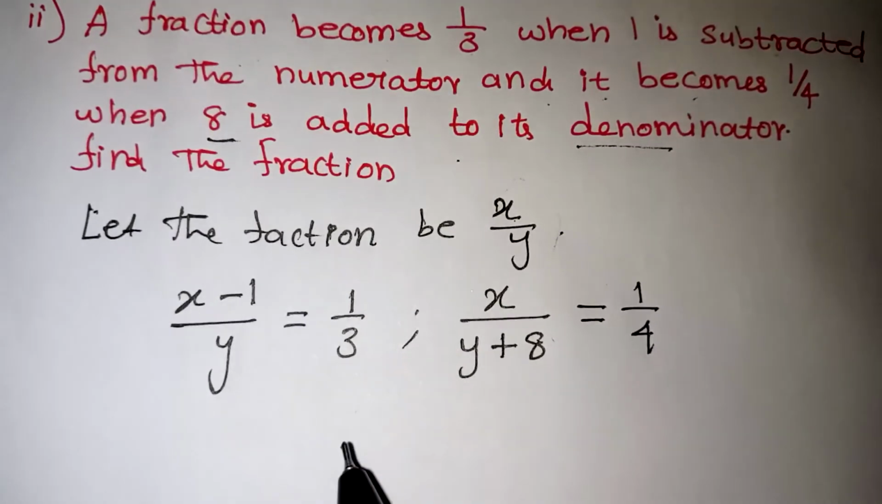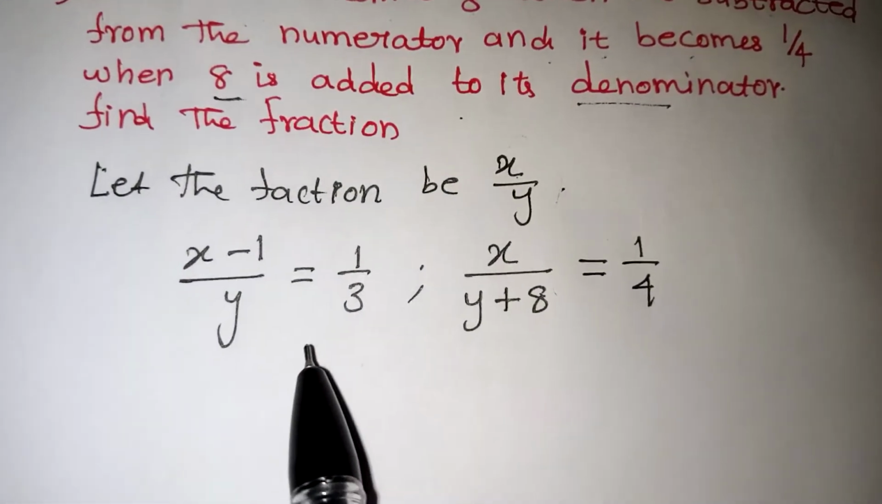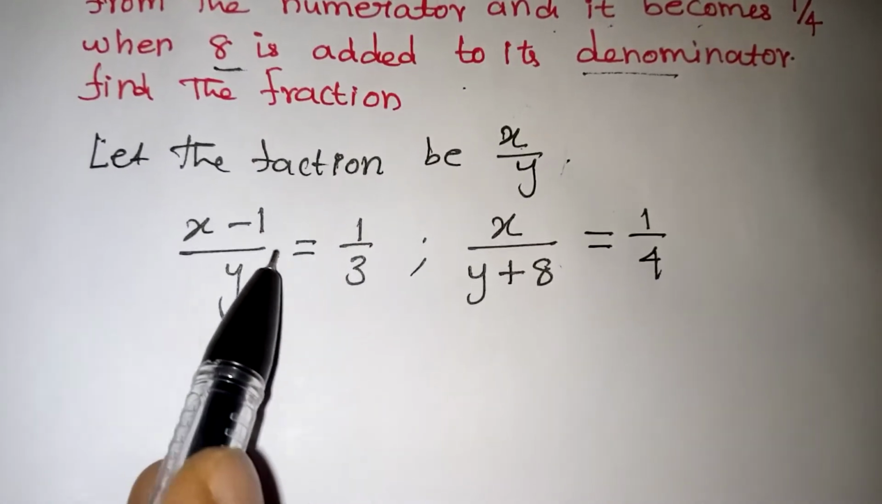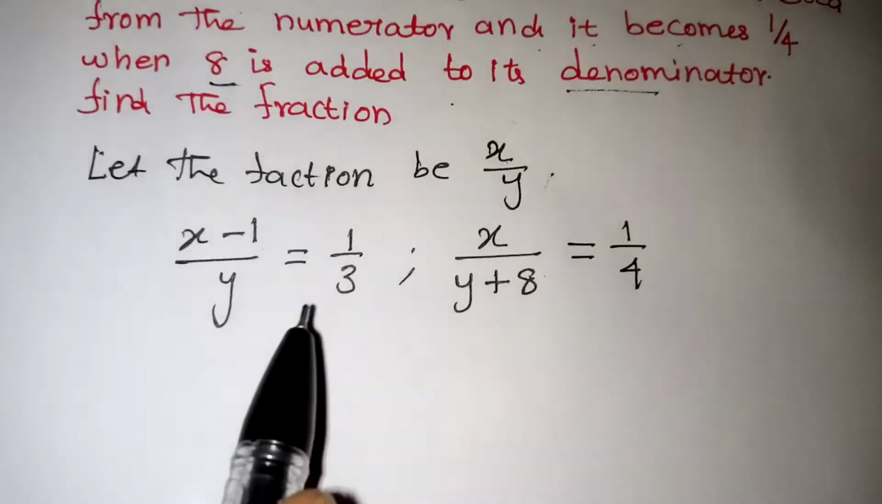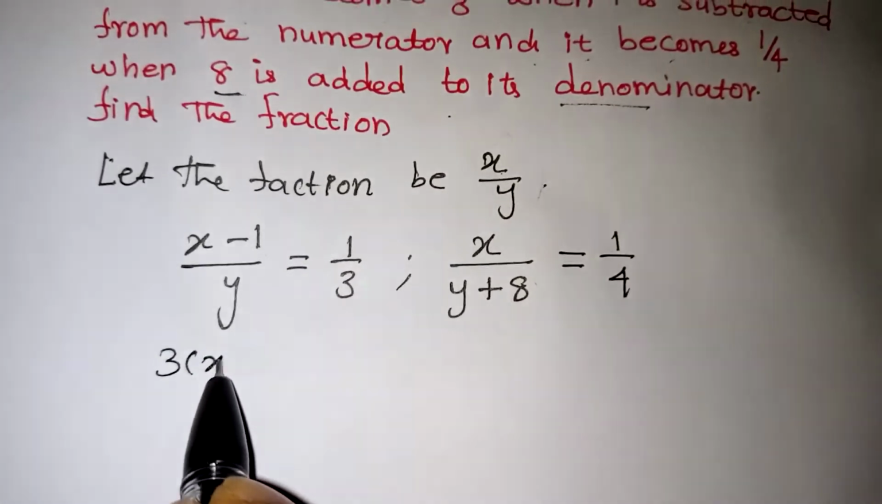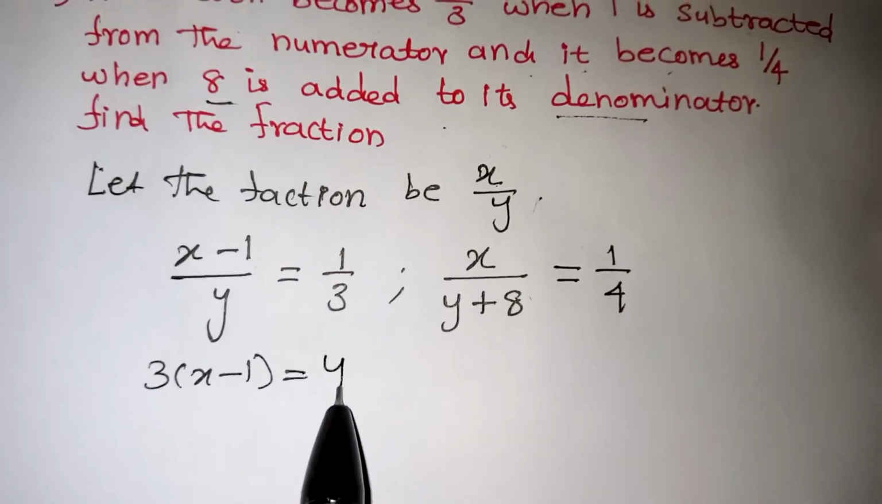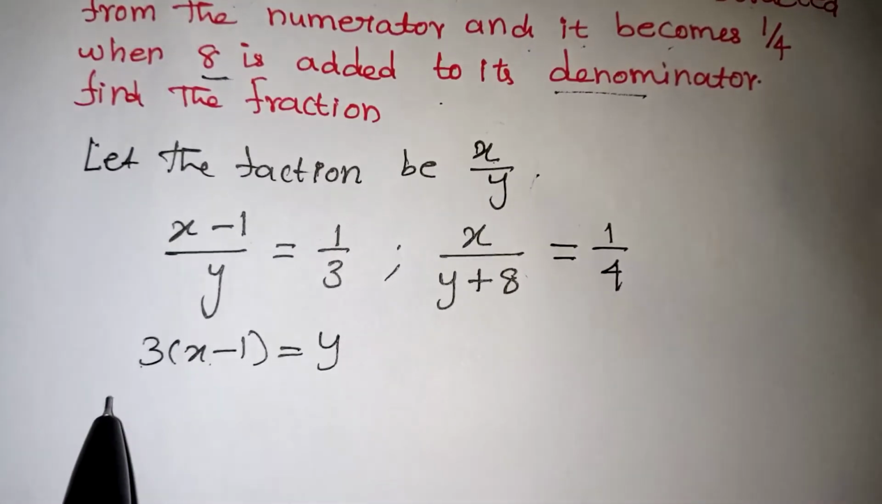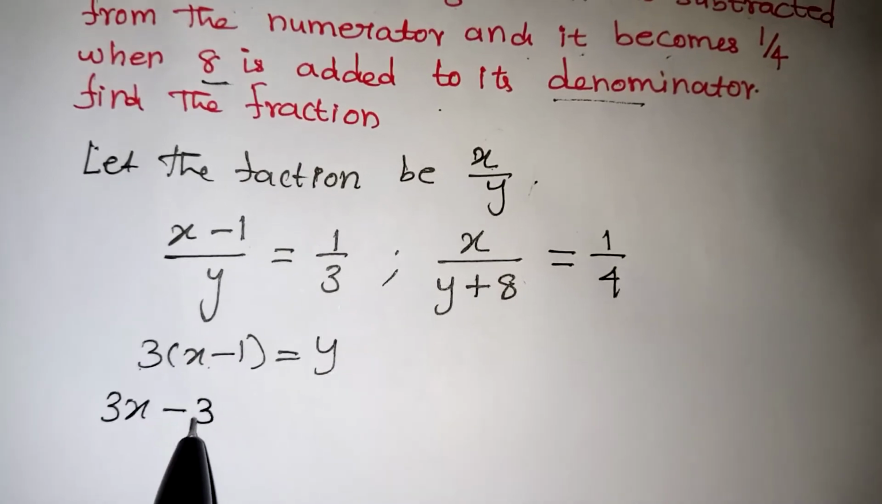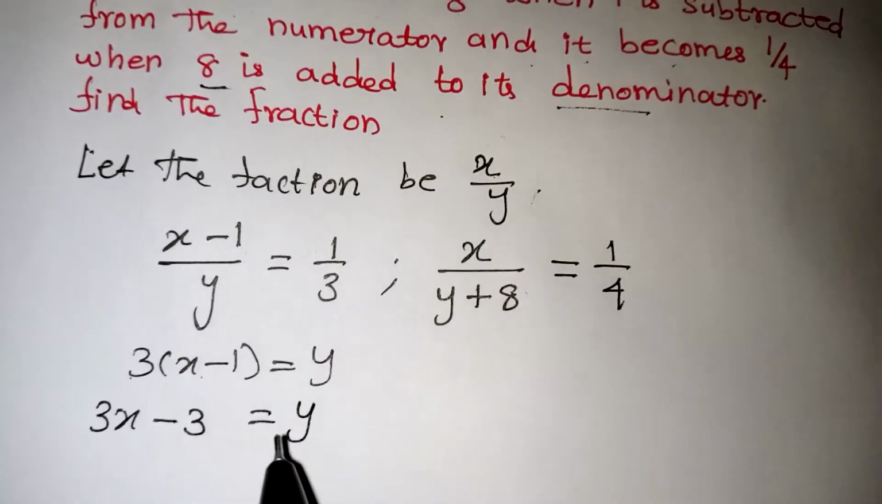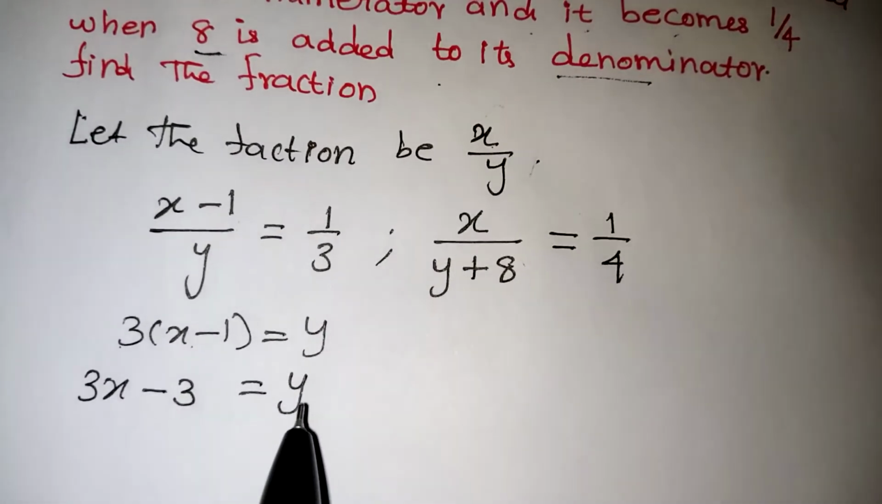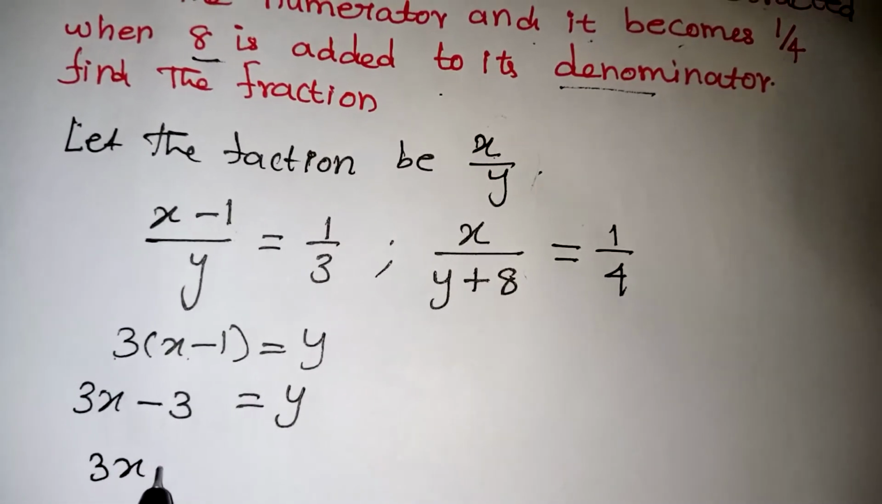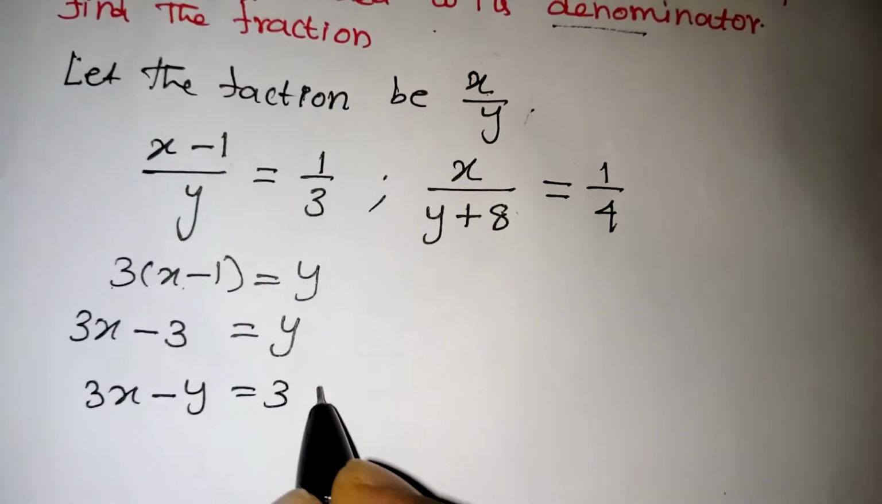So we have two equations now. First we have to simplify by cross multiplication. 3 we have to bring to this side, y to this side. So 3 into x minus 1 is equal to y. So 3 should be multiplied inside. So 3x minus 3 is equal to y. So bring x and y to one side, the number to the other side. So 3x minus y is equal to 3 is our first equation.